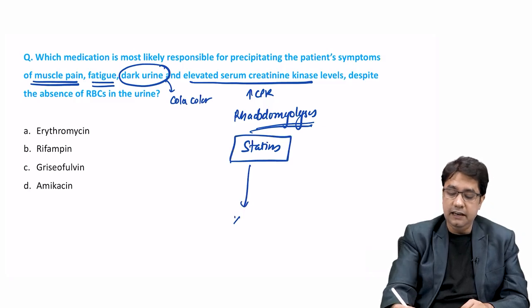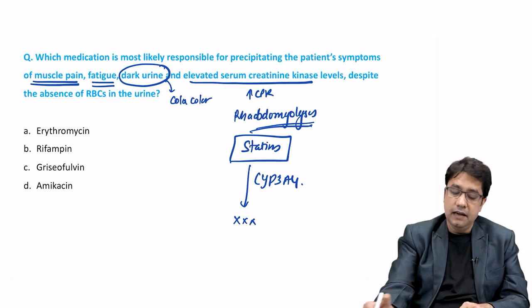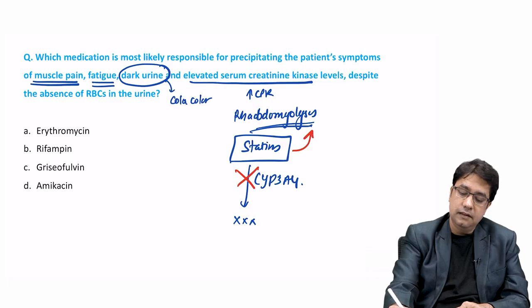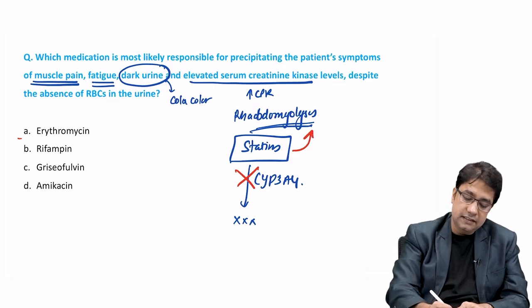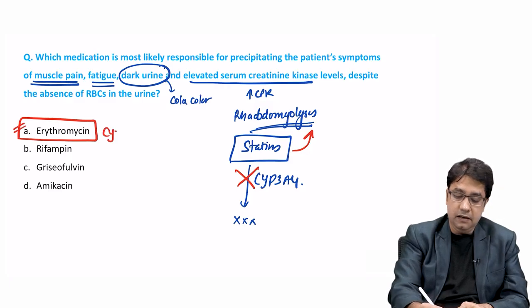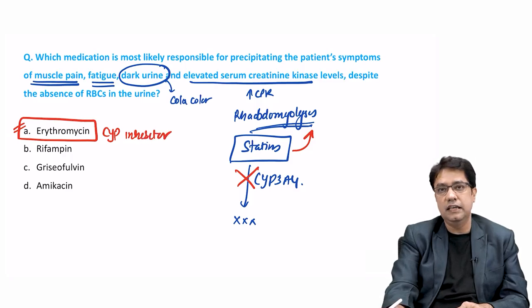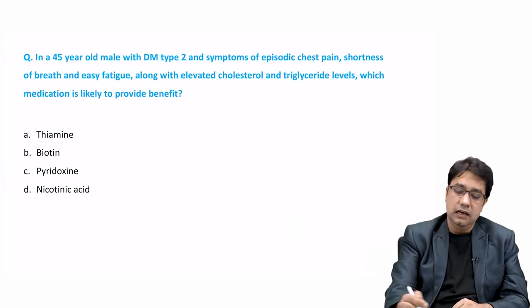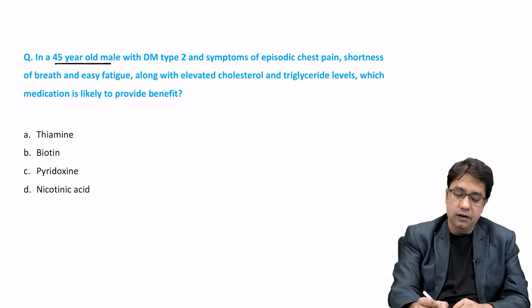Statins are degraded by CYP3A4 enzyme. Okay. And which of the following drugs inhibits CYP enzyme? That is erythromycin. We discussed erythromycin is a CYP inhibitor which increases the blood levels of statin, which can lead to myopathy with statins.